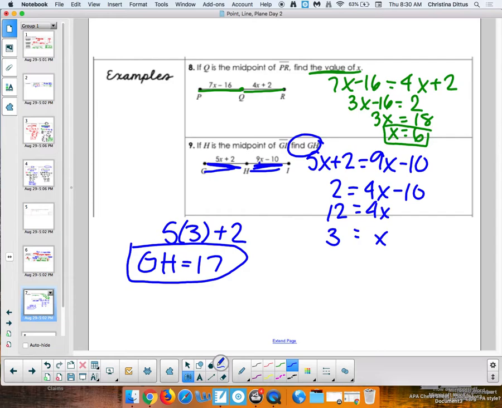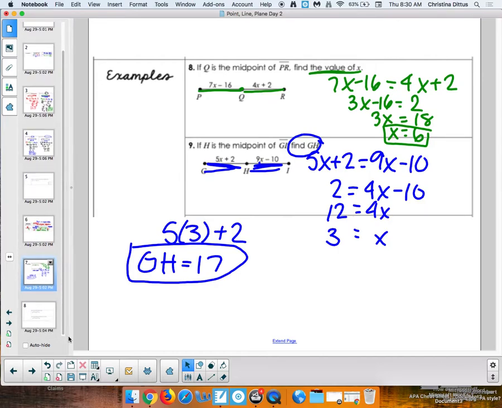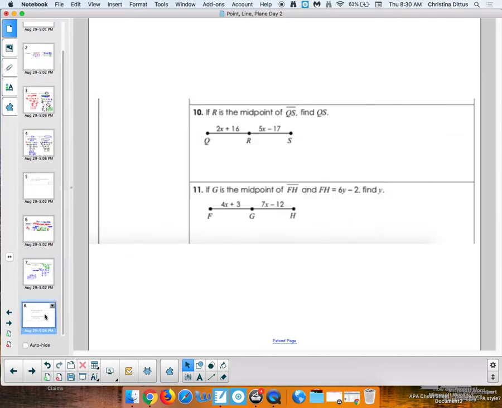Okay. Skip 10? Yeah, that's kind of like the other two we did. So skip 10. 11 says G is the midpoint of FH. So what do I know about FG and GH? They're the same. What should I do with 4x plus 3 and 7x minus 12? Set them equal.